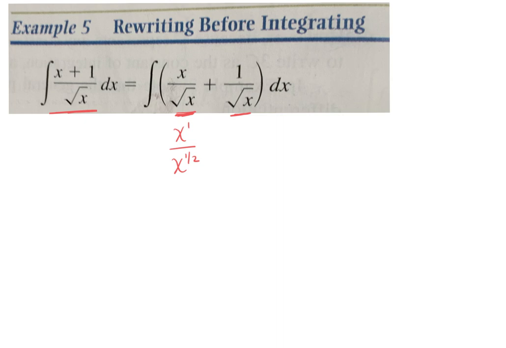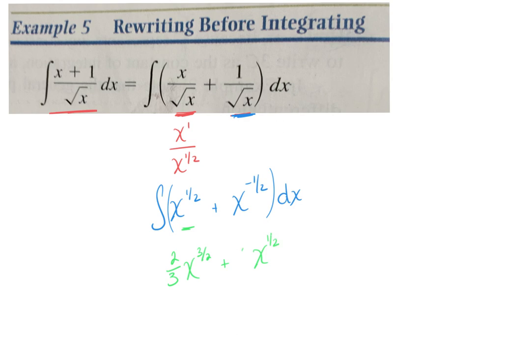So what do I do when I'm dividing like bases? I subtract. So 1 minus 1/2, this is going to be x to the 1/2. This is in the denominator, so this guy is going to be x to the negative 1/2. Right? And then now I can integrate it. Add 1, that's going to be x to the 3/2 divided by 3/2. Add 1, negative 1/2 plus 1 is x to the 1/2 divided by 1/2, right? And then plus c.